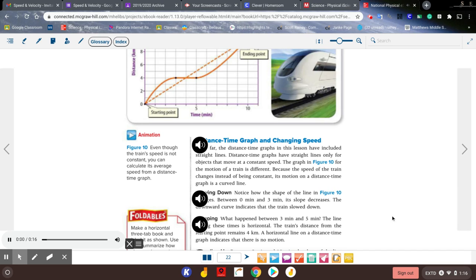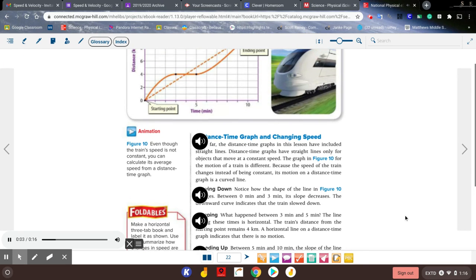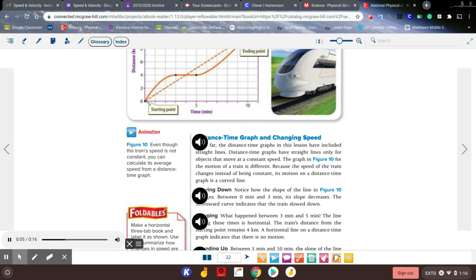Stopping. What happened between 3 minutes and 5 minutes? The line during these times is horizontal. The train's distance from the starting point remains 4 kilometers. A horizontal line on a distance time graph indicates that there is no motion.